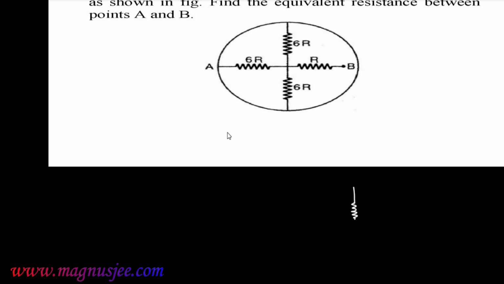Now we can draw the diagram again. So these are the 4 resistances which are connected as shown in the figure. There are 4 resistances which are connected in this way. Here 6R, 6R and 6R, these are the 3 resistances. Then the 4th resistance is capital R, that is connected between the junction and the point B.